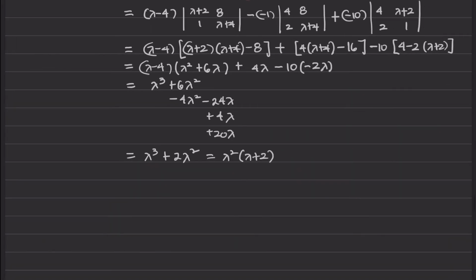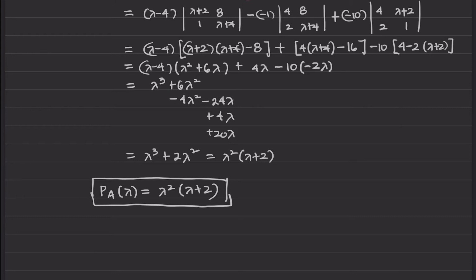So, yung characteristic polynomial natin is lambda square, lambda plus 2. Although yung iba ang characteristic polynomial nila, yung lambda x ang ginagamit. So, okay lang yan. So, that is our characteristic polynomial. Ayan yung characteristic polynomial natin.